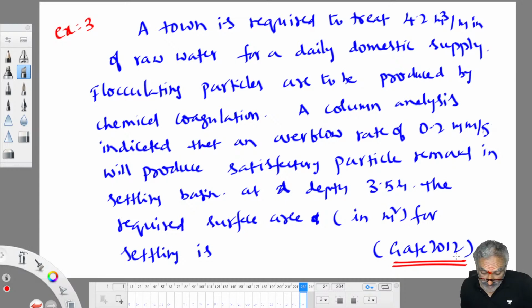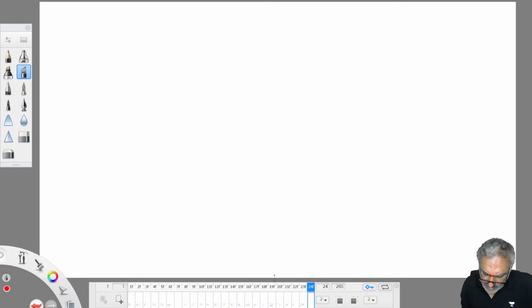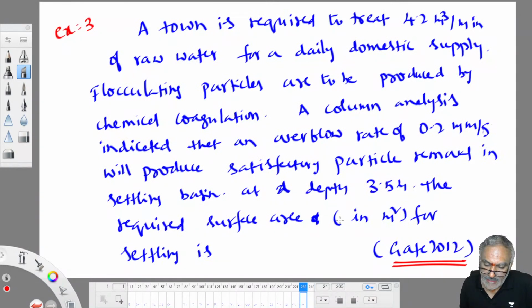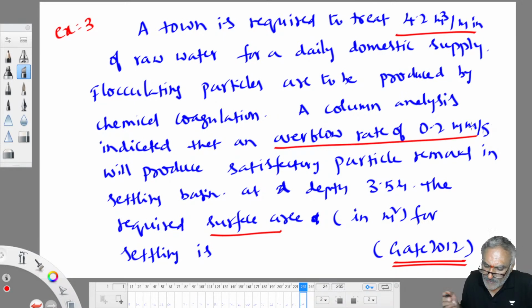Okay, let us solve. Only a one-line answer it is. This is a big question, but the answer is only one line. Q is given. What is required to find the surface area? Q is required, that is given. Then what else is required? V naught is required, and V naught is given in velocity units. No problem, no issue.